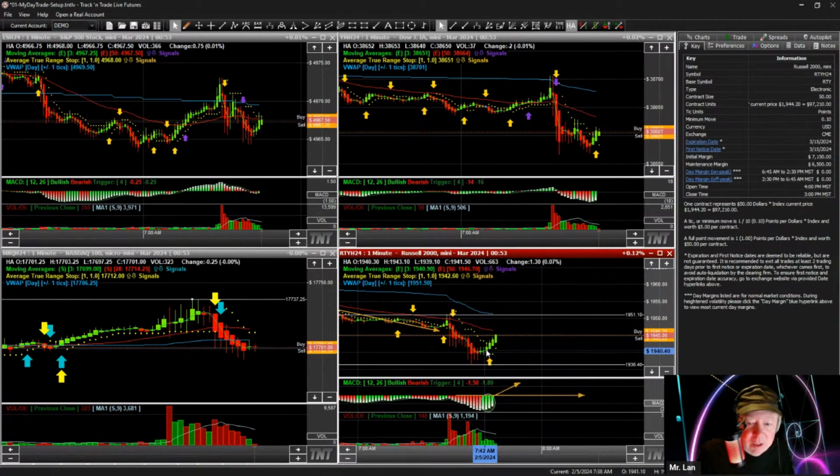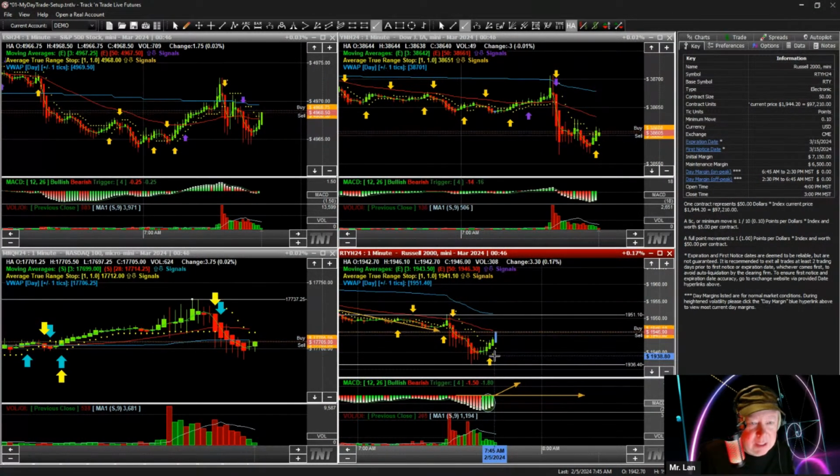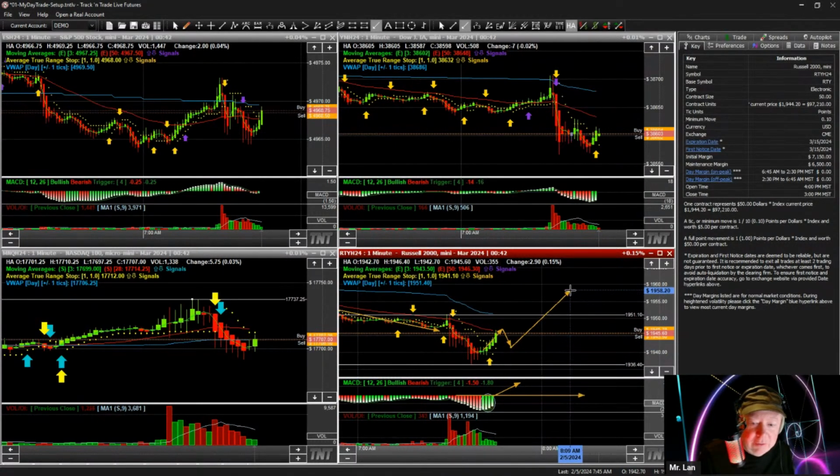All right, so as this market's coming back up on the Russell, I really kind of want to see a little ABC pattern in here. ABC, ABC. I want to see it pull back against me a little bit here, and then I can look for the next rally up. Sometimes we don't get it.